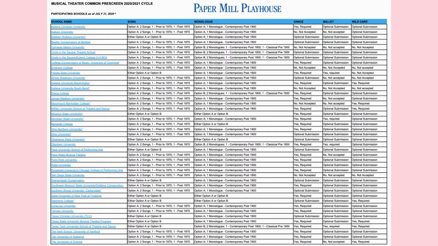Now, another thing that you have to figure out is which schools are option A and which are option B for monologues and songs. And thankfully, there is an entire list that I have linked in the description for you guys, and it gives every school. It's very helpful.